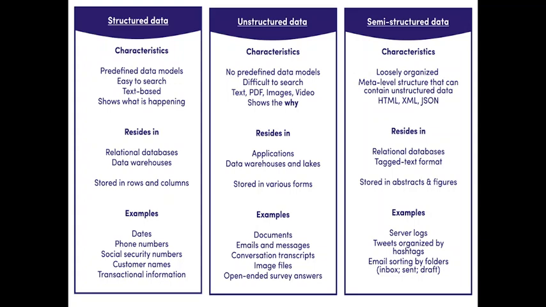Following are examples of structured, unstructured, and semi-structured data. Dates, phone numbers, social security numbers, customer names, and transactional info are considered structured data. Unstructured data is documents, email, message conversations, transcripts, image files, and open-ended survey answers. Semi-structured data is a server log, a tweet organized by hashtag, and email sorted by folder: inbox, sent, and draft.